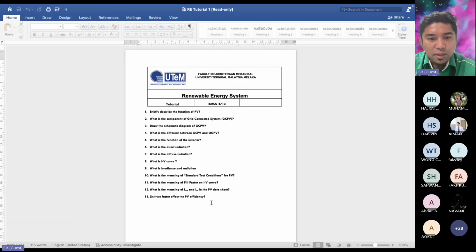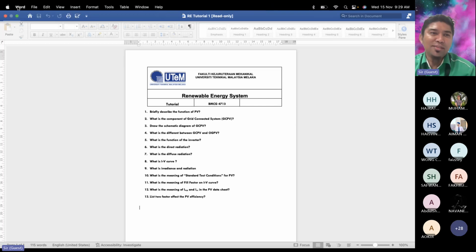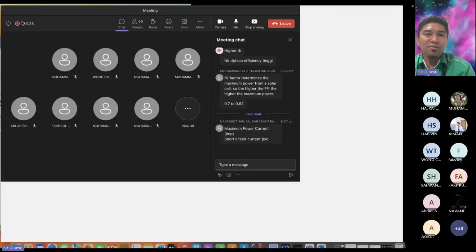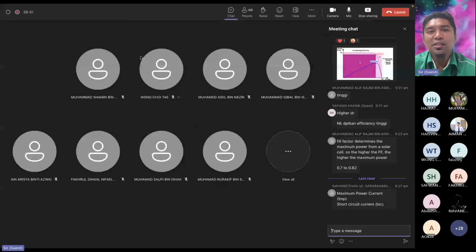Next, list two factors that affect PV efficiency. So this is the thing that I've always been mentioning to you guys. So I think it should be easy for everybody. Anyone want to try to answer the last question?